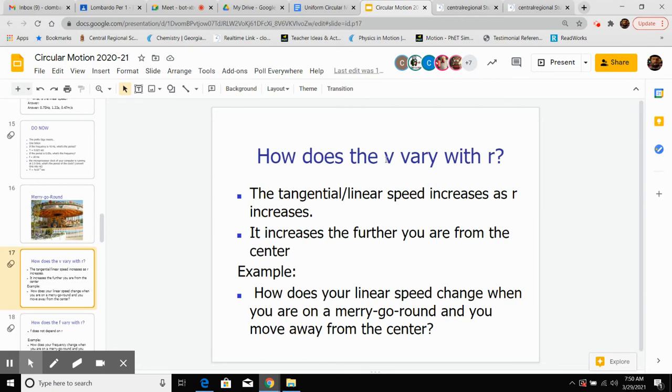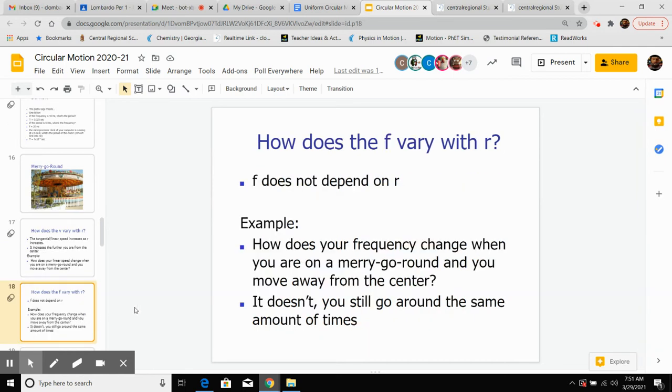How does the linear velocity or tangential velocity vary with the radius? The farther you go from the center, the greater your linear speed or tangential speed. All right. So think back to that merry-go-round or carousel. How does the frequency vary? It doesn't. Your rotational speed is going to be the same. You're going to make the same amount of laps around, so it doesn't matter how far you go.